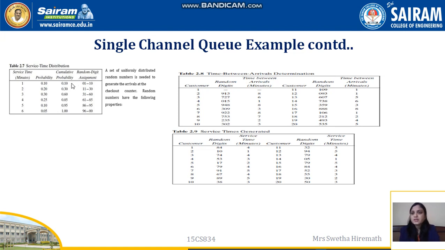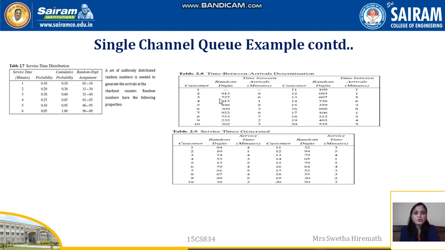Once we have done with this, the random digit assignment will also be done in a similar way as we saw for the time between arrivals. There we considered the cumulative probability, and for the first value we take 01 because it is a two digit value. So 01 to 10, then next 11 to 30, 31 to 60, 61 to 85. Similarly it continues, and 96 to 00. The last value will be 00 because the first one we have taken from 01. So once the service time distribution and the inter-arrival time distribution are ready, then we have to go for this.